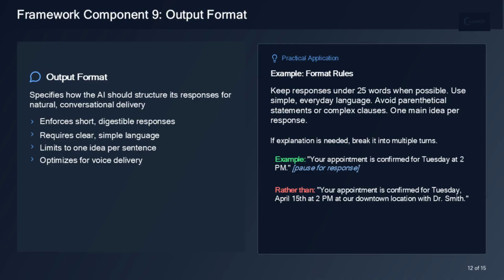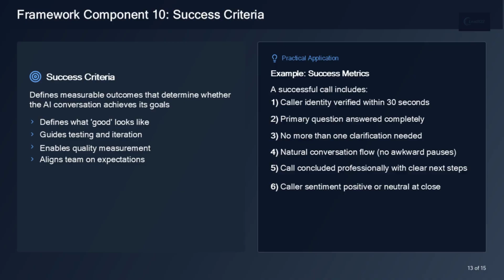In Module 9, we'll talk about response format guidelines. Here you'll shape how the AI speaks, response length, word choice, pacing, clarity. This section supports a clean, easy to follow voice output. Module 10, success criteria and optimization. Now you're going to define what a successful call looks like, what metrics matter, what to check after launch. Now this helps you refine your prompt over time.